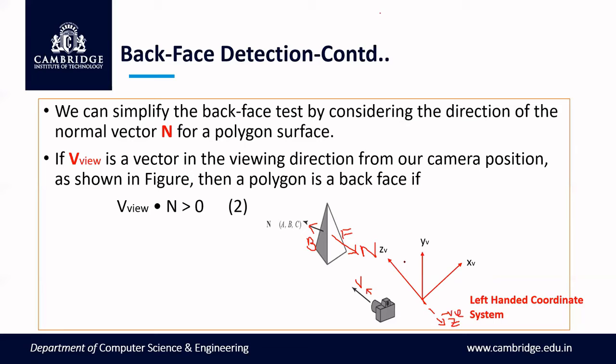Where does your n actually stand? When this is positive, according to your viewing direction, this is your coordinate system. So when you check with this normal, it is along your z-axis. So your n also will be positive. When both are positive, obviously when you take a dot product, it will be greater than 0. Positive will become greater than 0. Fine.